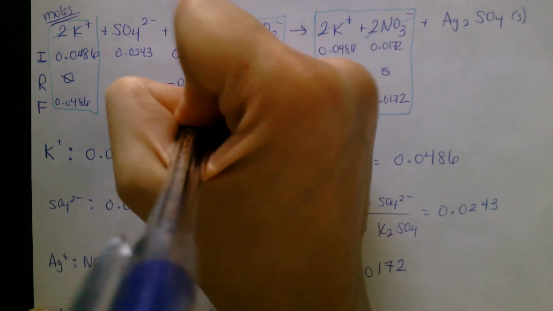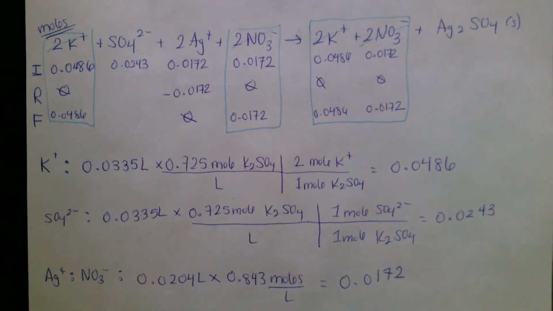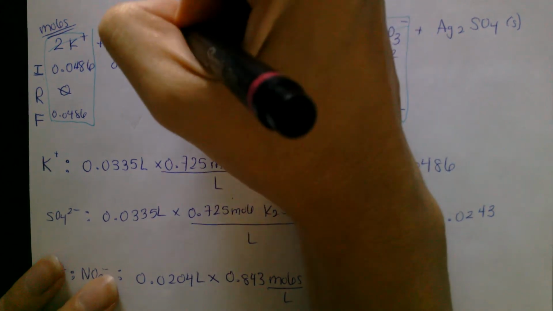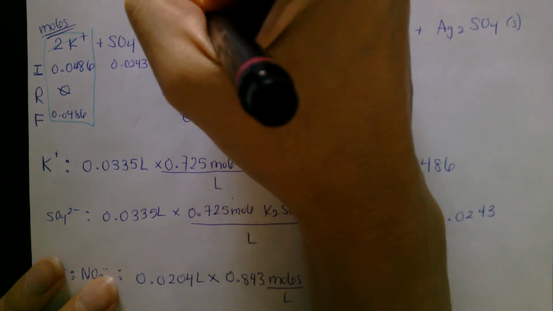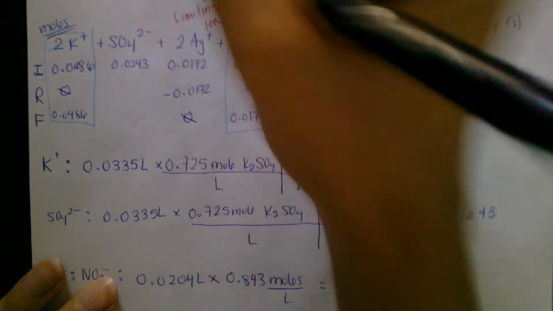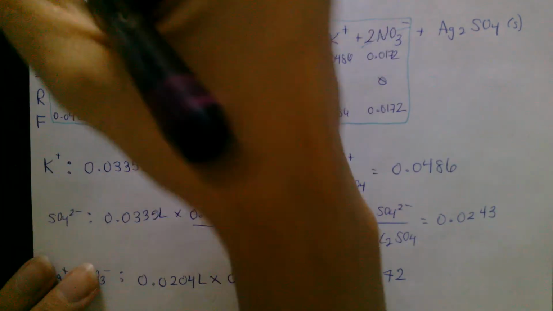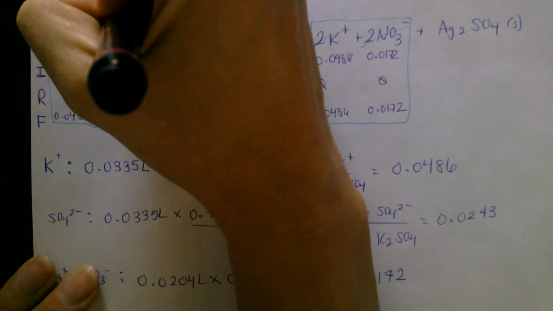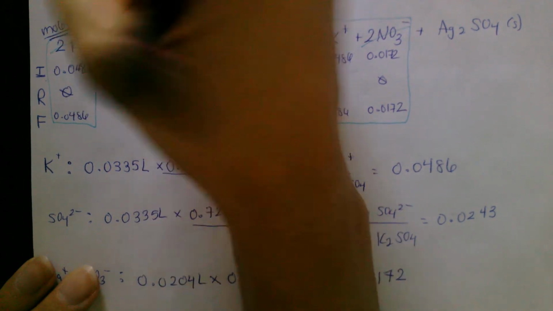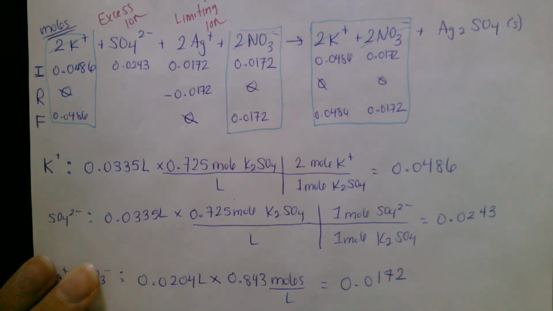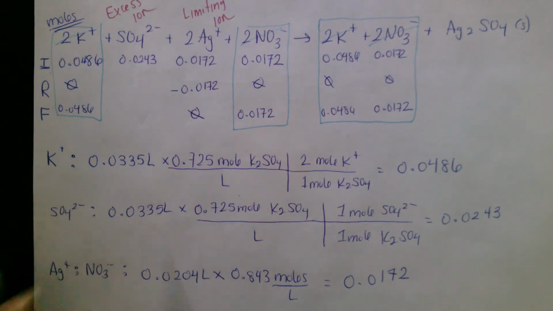And we're going to have none of it left. And now we're going to call this the limiting ion. Okay, which means this one is the excess. That's the excess ion. Okay, so this one's all done.